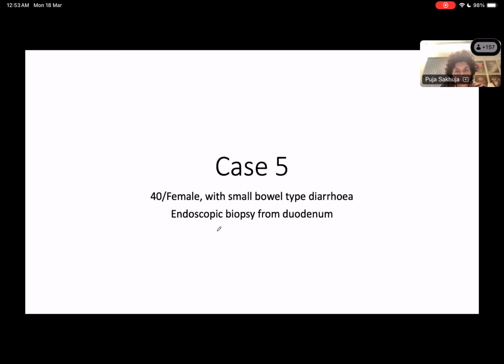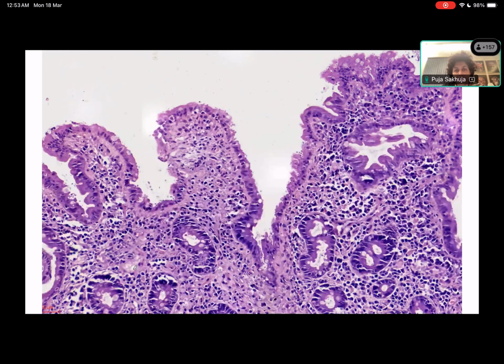Now the next case: a 40-year-old female with small bowel type diarrhea. Endoscopic biopsy was done from the duodenum. It's a very simple case. This is one. Now, who has not described the slide? Gandhi, you've not described the slide, have you? Yes, ma'am. Then describe this. This is a duodenal biopsy.